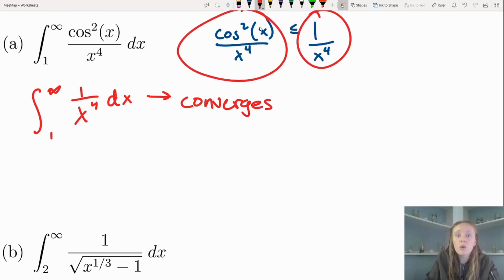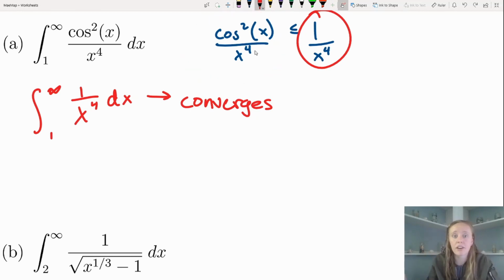if we can show that the function we're curious about is smaller than that, that means it also has to converge. So because cosine squared x over x to the fourth is smaller than 1 over x to the fourth, and when we integrate 1 over x to the fourth, something we can integrate, we know that it goes to some finite value, it converges. Well, there we have it.